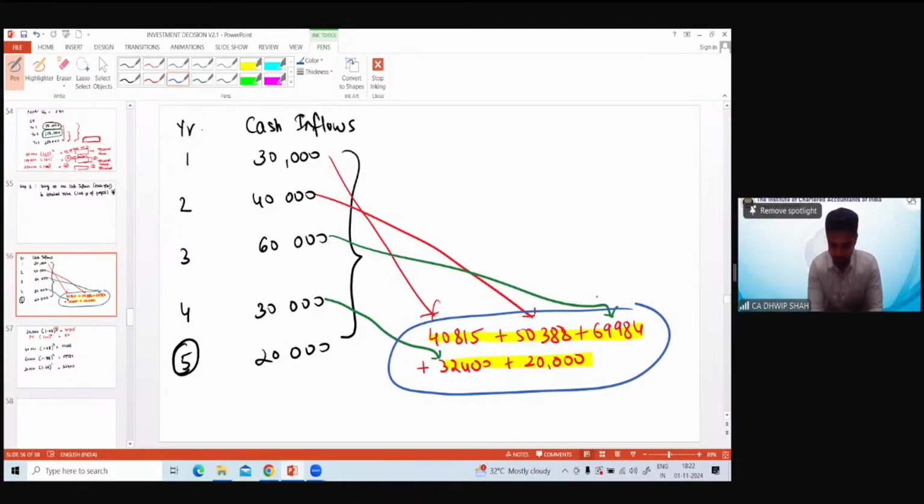How much is it coming to? 213,587. Yes or no? 213,587. Understood till here? Yes, correct. Everyone, modified IRR's step 1: bringing the cash inflows each year to terminal value. To terminal value.